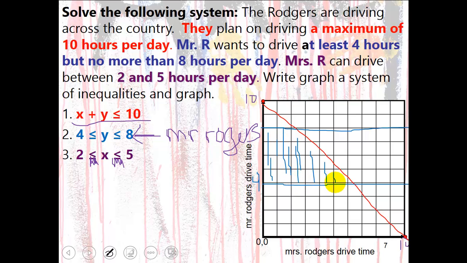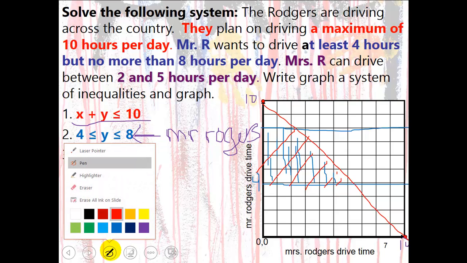And we're going to shade, I'm going to go back to my red for just a second. We want less than, so it's going to have to be in here, right? Remember, we're looking for where everything is overlapping. We have a couple more lines to graph here at 3.